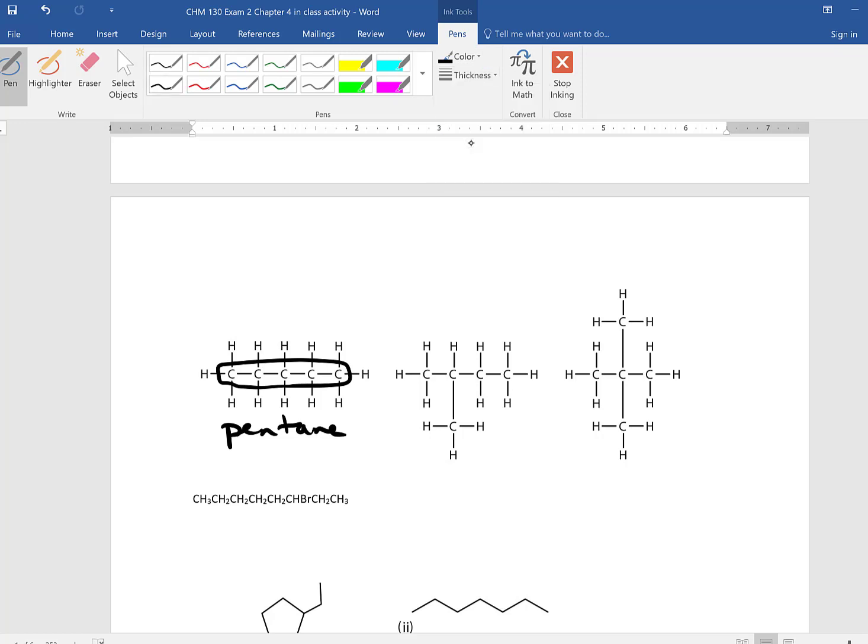What about the next one? Okay, longest carbon chain, first step. Longest carbon chain, 4 in a row, which makes it a butane.